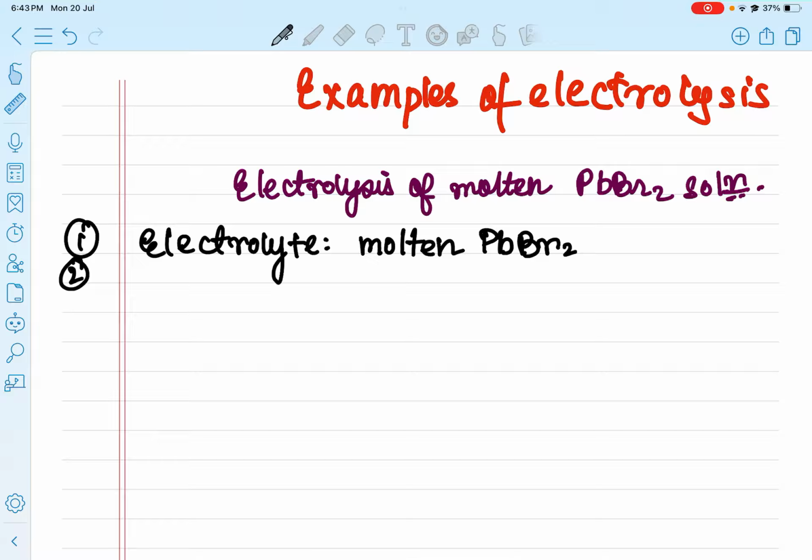What is the temperature? The temperature is above 380 degrees Celsius. The melting point of PbBr2 is maintained by continuous heating on a burner. So this is my temperature.